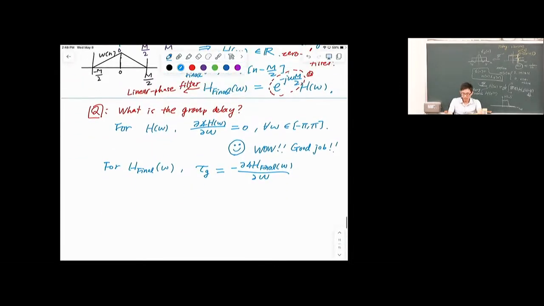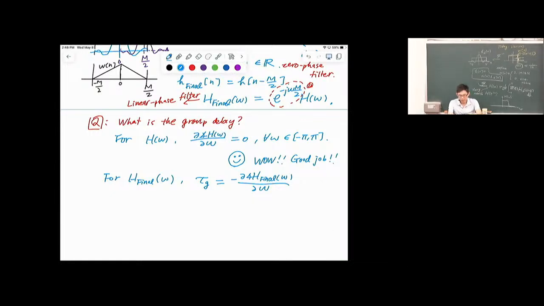Now, if the original has zero group delay, in theory, now with this linear term, you know that the group delay is going to be a constant of m divided by 2. Constant. This filter is causal. Its length is m, and it just gives the same delay to all the input components.